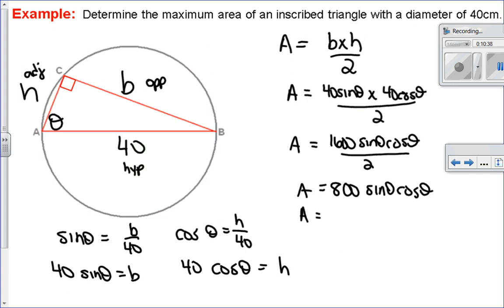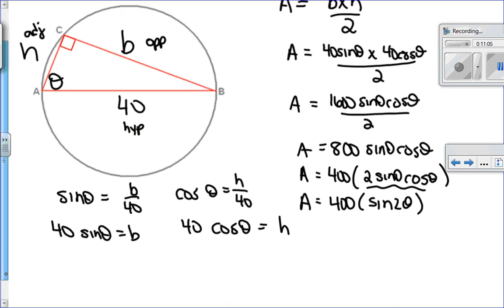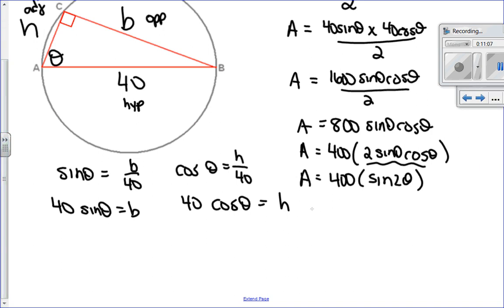So I'm actually going to rewrite my original function like this: 400 times 2 sine theta cos theta, so just factoring out a 400. And then you'll recognize 2 sine theta cos theta from your formula sheet as the double angle identity for sine. So this is just the same as sine 2 theta. Now, I don't know about you, but I think that would be much easier to take the derivative of. So let's take the derivative of our new function.